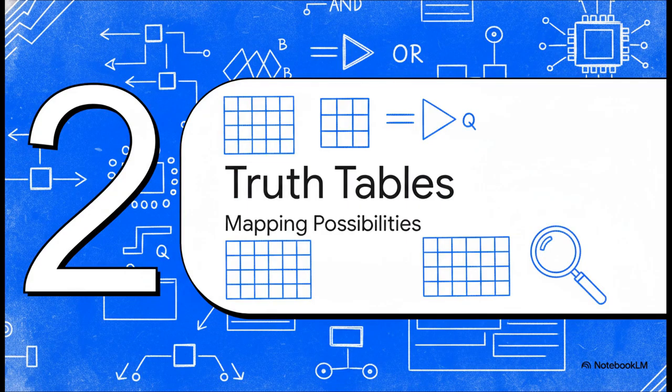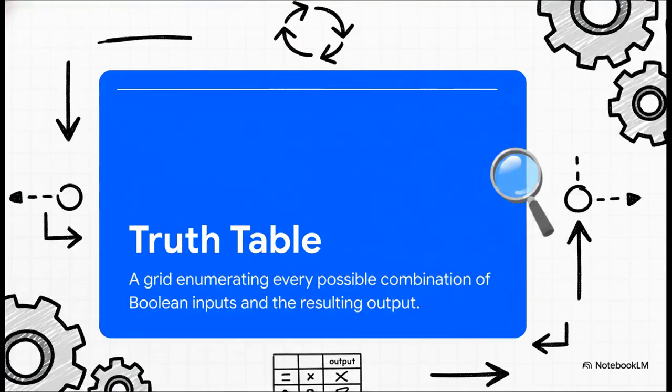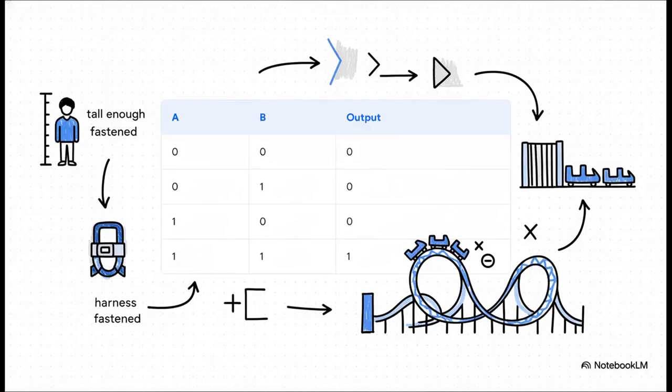Moving right along to Section 2, mapping with truth tables, systematically listing every possibility. Now that we've got a handle on those abstract operators, we need a systematic way to map out exactly how a computer processes every single possible input. So what is a truth table? Well, it's basically just a grid that enumerates every possible combination of Boolean input values and what the resulting output would be. Think of it as a totally complete, unambiguous cheat sheet for any Boolean function. Because it literally lays out every single scenario, it's our absolute best tool for checking if two logical expressions are truly equivalent. Let's look at how this works in practice.